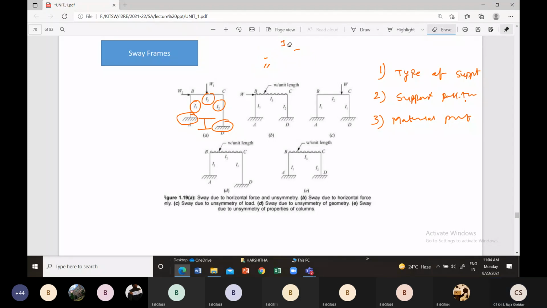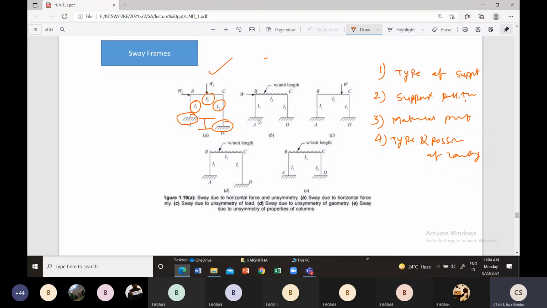So material property is also important. Material property as well as the type and position of loading: whether this is symmetrical loading, whether it is a point load or a uniformly distributed load, that we need to consider. So this is an example of a sway frame.